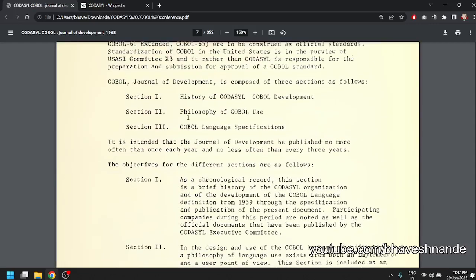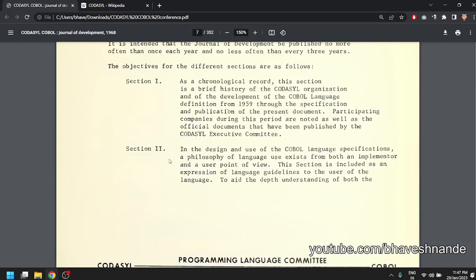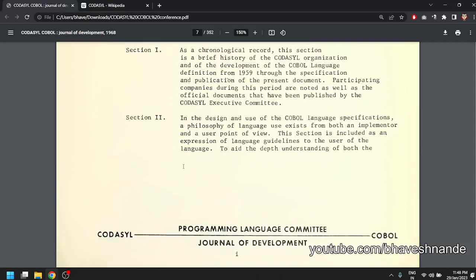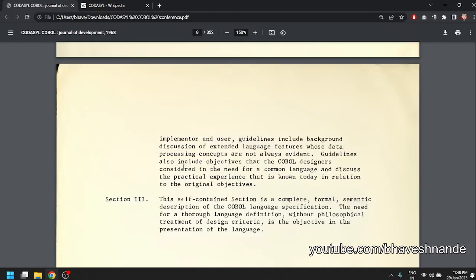Okay, so section 2 is Philosophy of COBOL use. In the design and use of the COBOL language specifications, a philosophy of language use exists from both an implementer and a user point of view. This section is included as an expression of language guidelines to the user of the language to aid the in-depth understanding of both the implementer and user. Guidelines include background discussion of extended language features whose data processing concepts are not always evident. Guidelines also include objectives that the COBOL designers considered in the need for a COBOL language and discuss the practical experience that is known today in relation to the original objectives.